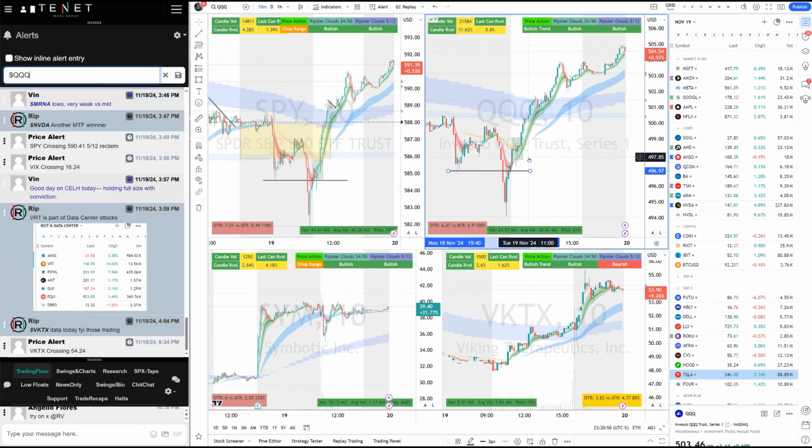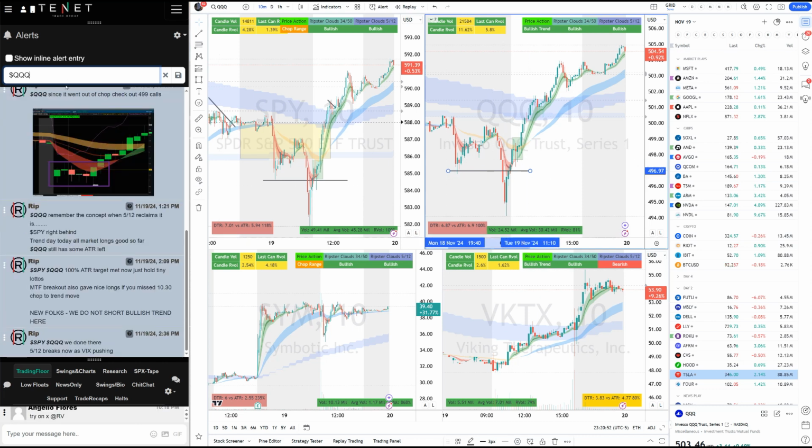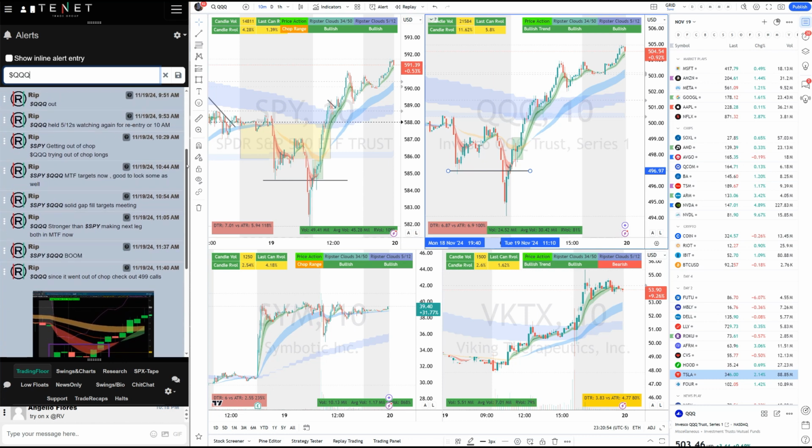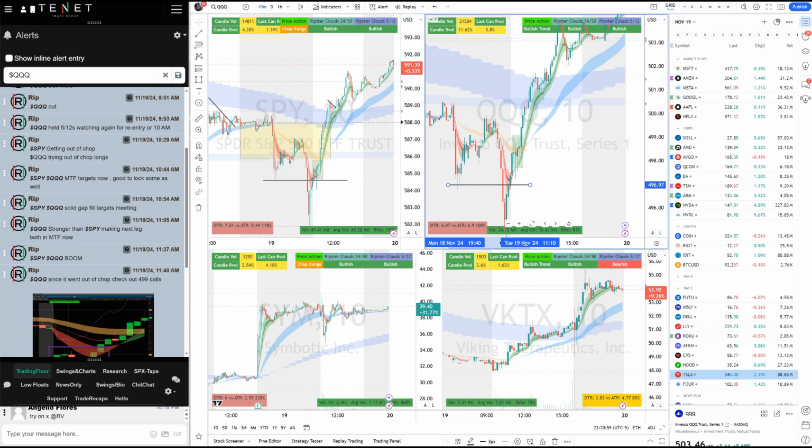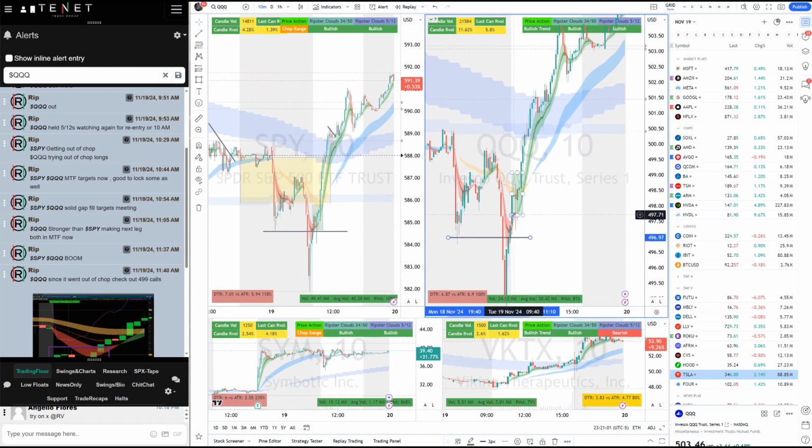We did long it at the open first, right here. Let's see if I can show you that. So we did long it at 9:30. It pushed, if I spread it out, from 497 to 498. But then it pulled back into the clouds and we got out.